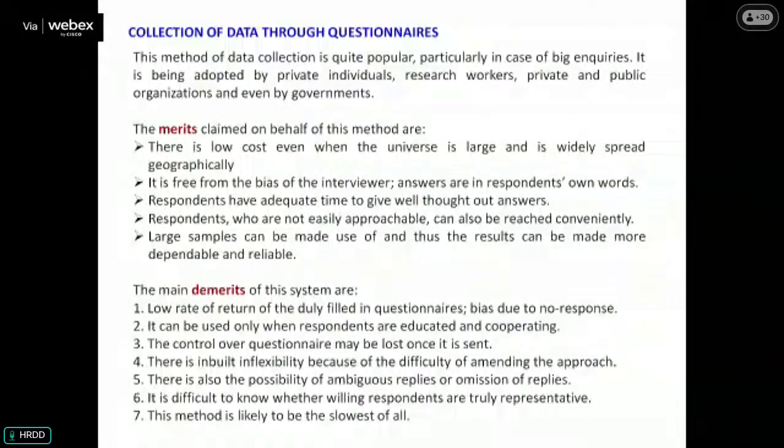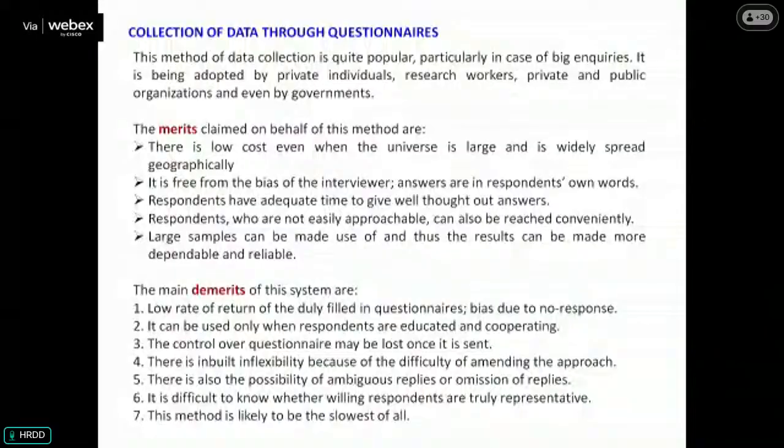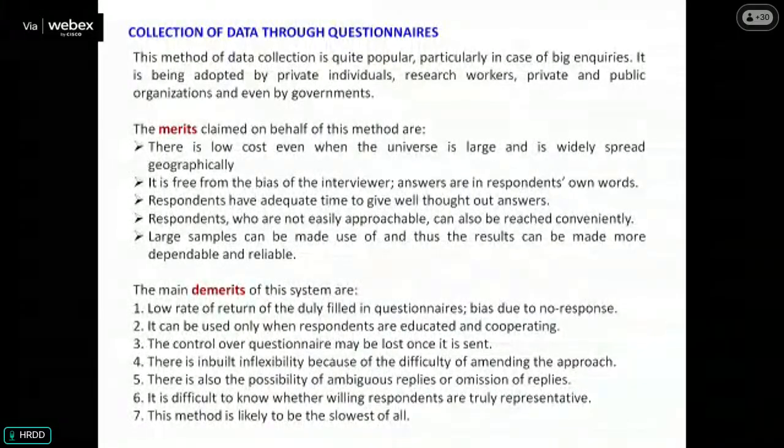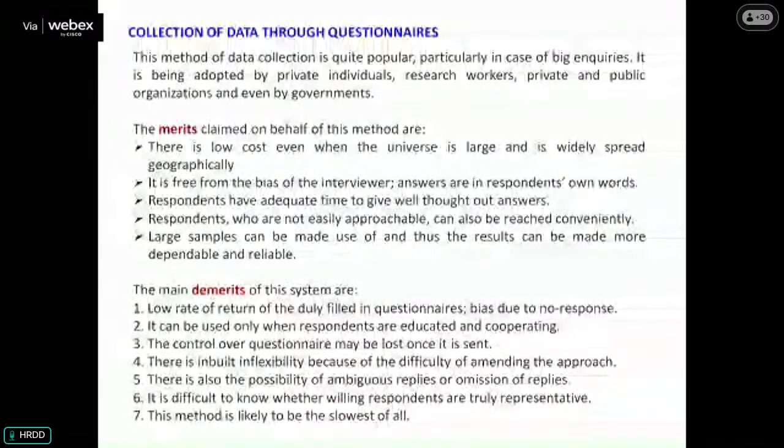This method of data collection is quite popular, particularly in case of big inquiries. It is being adopted by private individuals, as I was saying, people do PhD privately too, research workers, private and public organizations, even by governments. Governments do this basically. They do such questionnaires and find out, for example, how policies like MNREGA are implemented and what feedback they get. They do research on that. So these are the agencies who will do it.